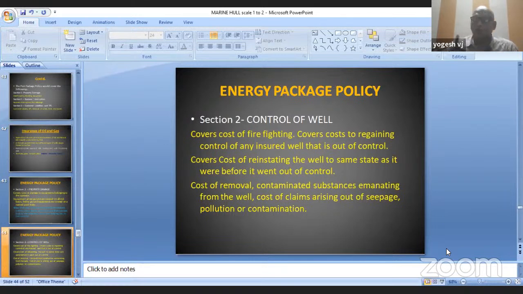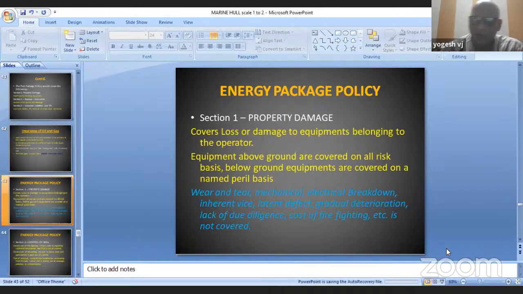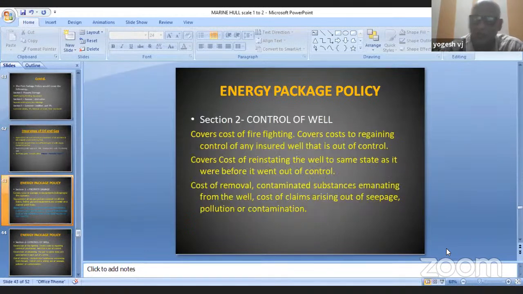Section 2, control of well. There, business interruption, either control of well. What does that mean? During the operations, if the well catches fire. Now remember, in the previous slide it said the cost of firefighting etc. is not covered. Right? And here it says it covers the cost of firefighting, because it is not covered in Section 1, it is covered in Section 2.